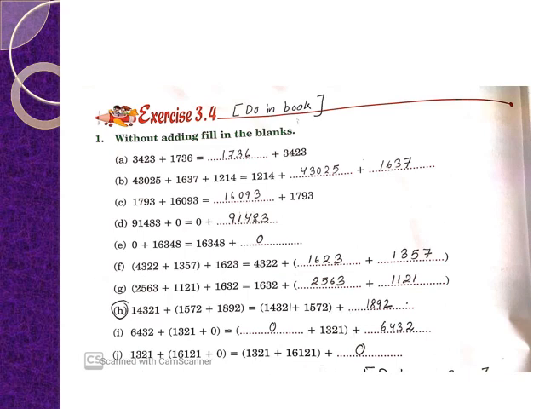So 91,483 plus 0 is equal to 0 plus 91,483. Now E, F, G you do by yourself. Now part H. There is one small printing mistake. You can see in your book, inside the bracket the number is printed as 1432. So you put 1 over there. So you can get the answer 1892.